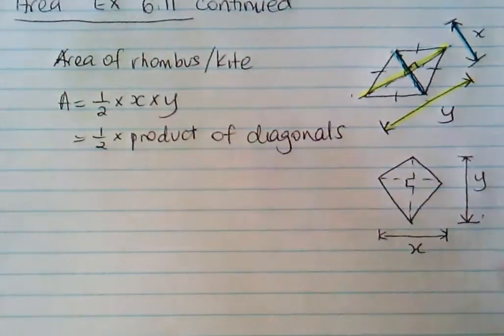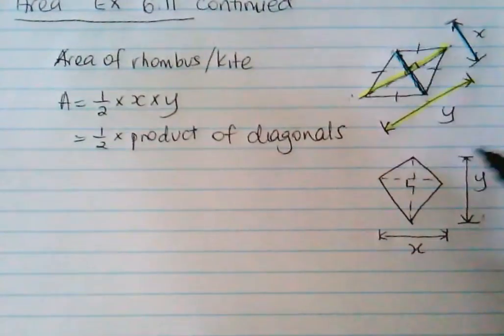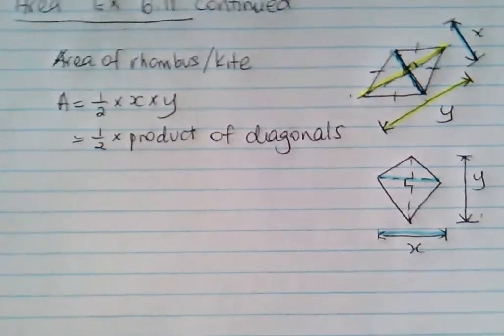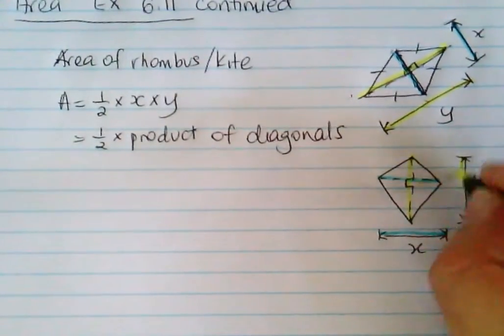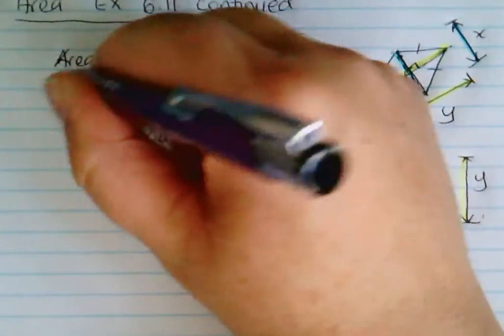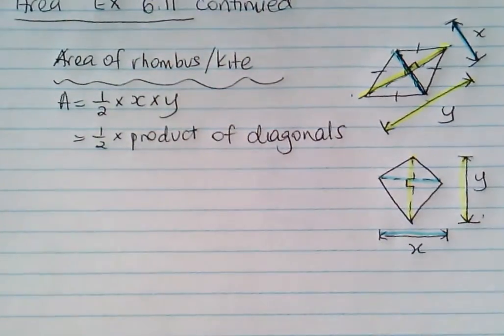That's that length. But often we'll draw the lengths on the outside. Again, there's one diagonal, the blue one. And here's the other diagonal, the yellow one. Okay? So area of a rhombus and kite is half x y, half the product of the diagonals.